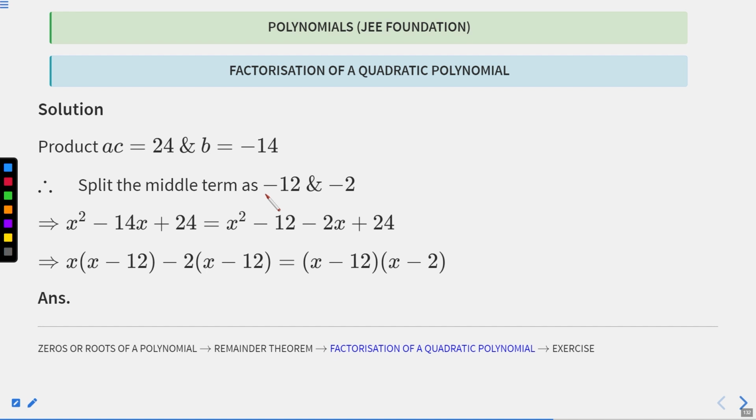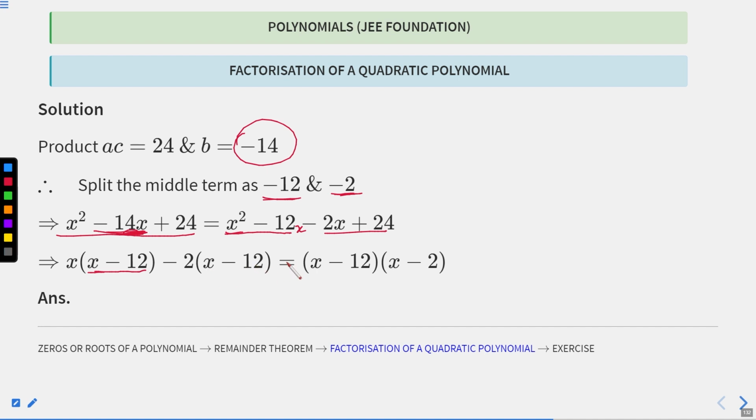I will split it into minus 12 and minus 2 because b was of negative sign. So x square remains, and splitting the middle term, it becomes x square minus 12x minus 2x plus 24. Now taking x common from the first two terms, I am left with x minus 12, and taking minus 2 common from the last two terms, the remaining term inside the brackets is x minus 12.